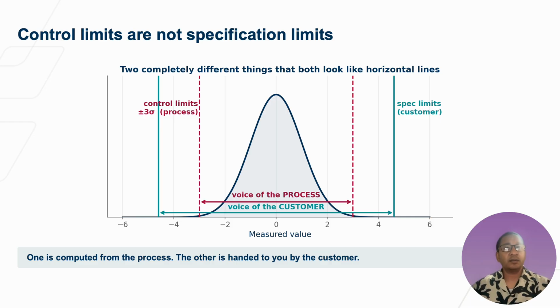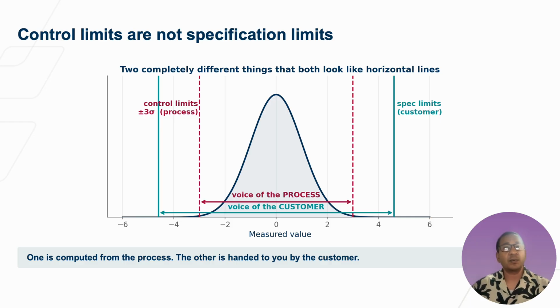This is the common error in the field and it deserves the time. Control limits are computed from the process. They describe what the process actually does and nobody chooses them, they fall out of the data. Specification limits are handed to you. A designer decides that below this threshold a transistor does not switch fast enough. A customer wrote it in a contract. They have nothing whatsoever to do with what your tool is capable of.